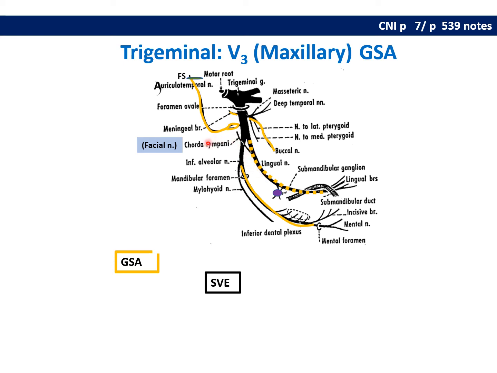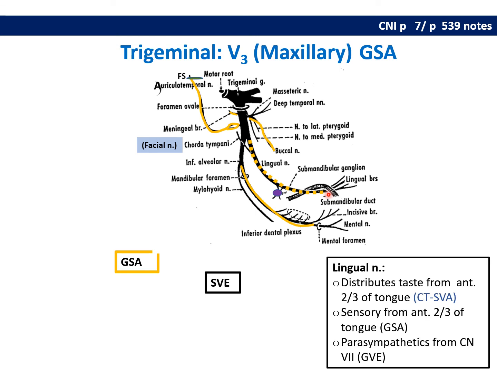So the chorda tympani carries preganglionic parasympathetic fibers that are headed towards this submandibular ganglion. There, they synapse, and then postganglionic parasympathetic fibers can go directly to the submandibular gland or hop back on the lingual nerve in order to get to the sublingual gland.